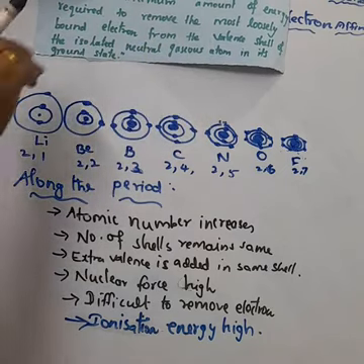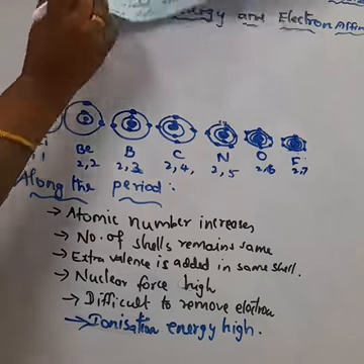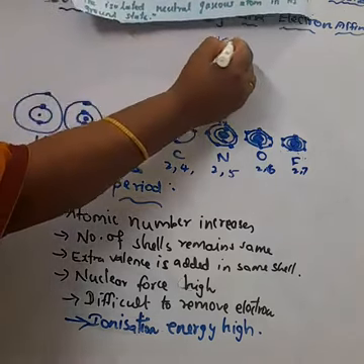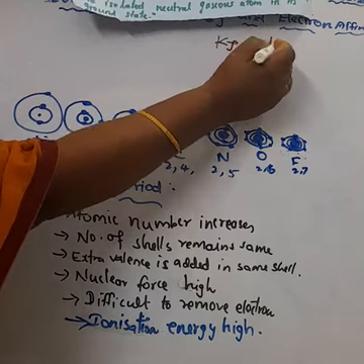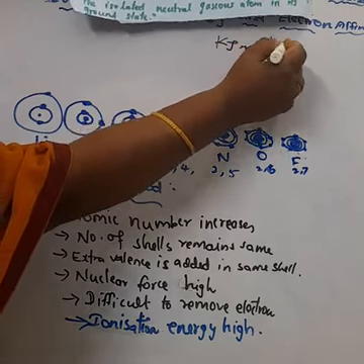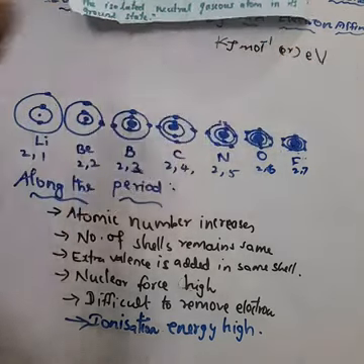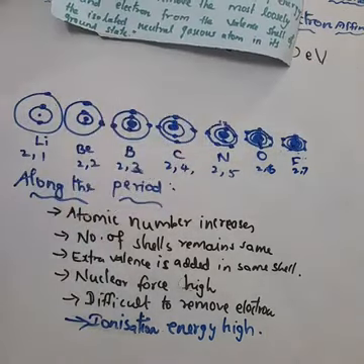It is expressed in kilojoule per mole. This is the unit for the ionization energy: kilojoule per mole or electron volts. This is the unit.